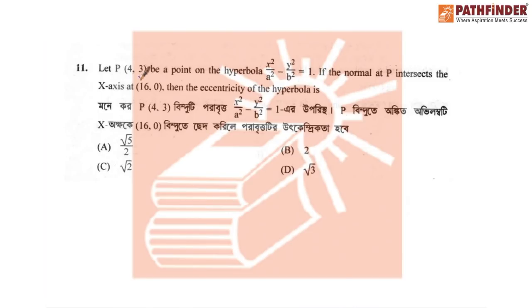Let a point (4, 3) be a point on the hyperbola x²/a² − y²/b² = 1. If the normal at P intersects the x-axis at (16, 0), then the eccentricity of the hyperbola is. Okay, so given that the point (4, 3) passes through this, we can conclude that 16/a² − 9/b² = 1. This is our equation 1.